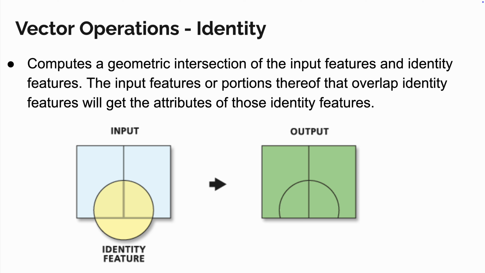And then there's the identity. This one is not used terribly often, but computes the geometric intersection of two features, and then the features that overlap get written to the output. That overlap the identity, I should say.